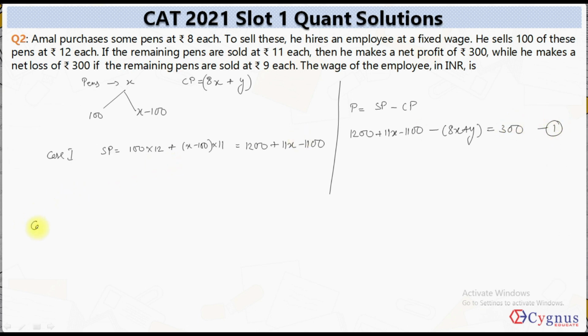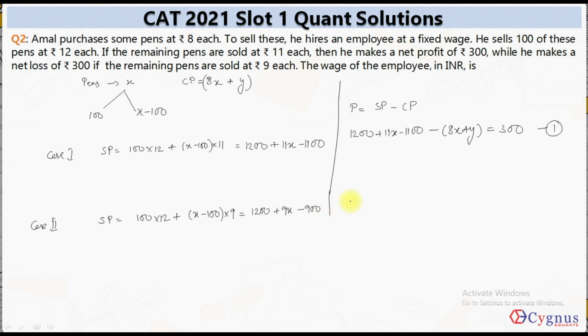Then case number 2. It says that if he sells the remaining pens at rupees 9 each, then he'll have to bear a loss of 300. Okay, so the total selling price becomes how much? He'll sell the first 100 pens at a rate of 12 and the remaining x minus 100 pens at the rate of 9. So this becomes 1200 plus 9x minus 900. This must be the selling price in the second case.